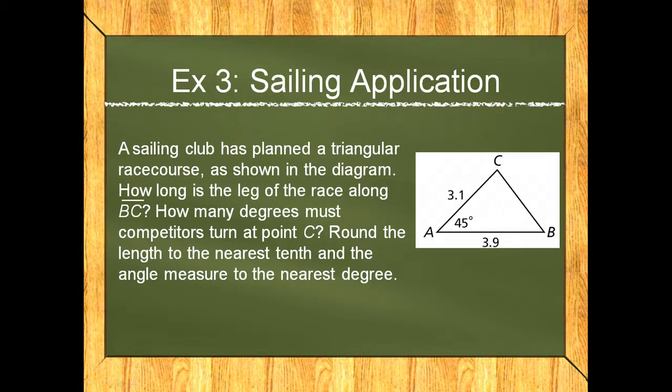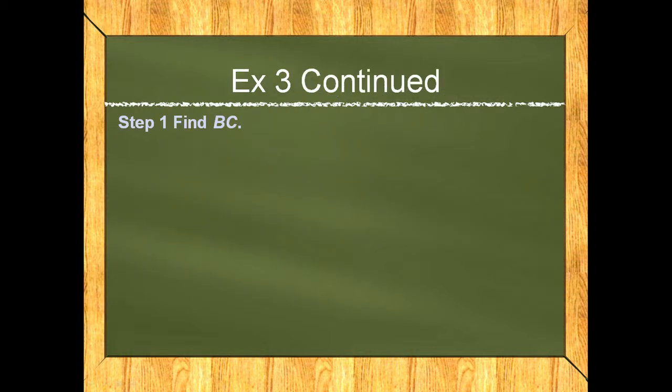Let's look at a sailing application. A sailing club has planned a triangular race course, as shown in this diagram. How long is the leg of the race along BC? We want to find BC. How many degrees must competitors turn at point C? Round these to the nearest tenth and nearest degree. So again, we're given side, angle, side, so we know we must use law of cosines.